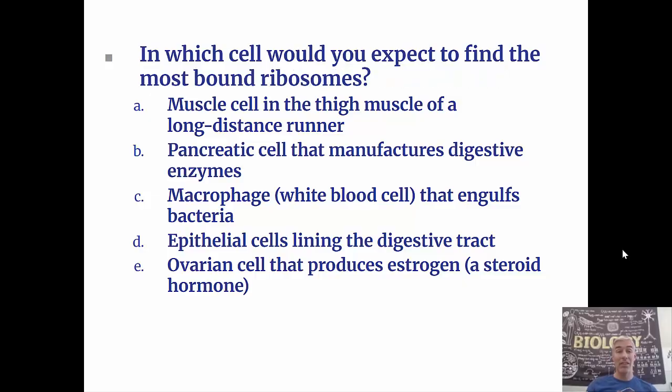Which would you find lots of bound ribosomes found on the rough ER? The answer to this would be B, the pancreatic cell that manufactures digestive enzymes that need to be shipped out. How about where would you expect to find the most mitochondria? The answer to this is A, the thigh muscle cell of a long distance runner because they need lots and lots of energy.